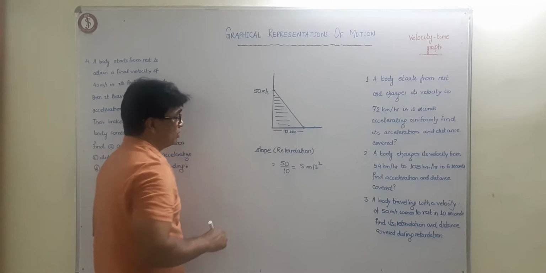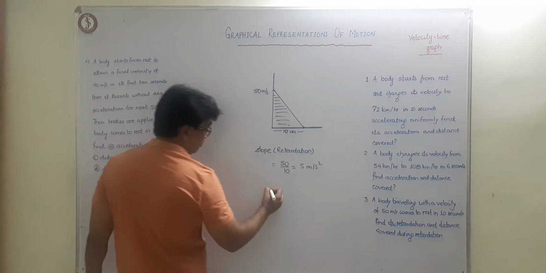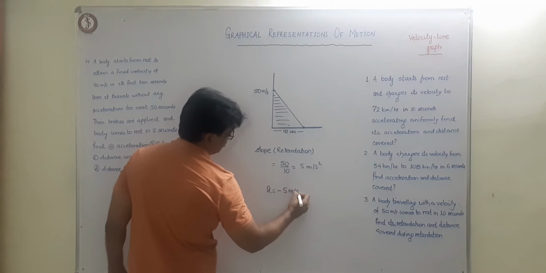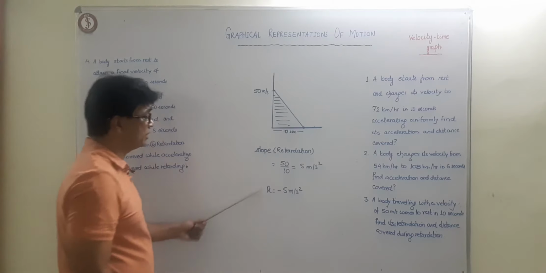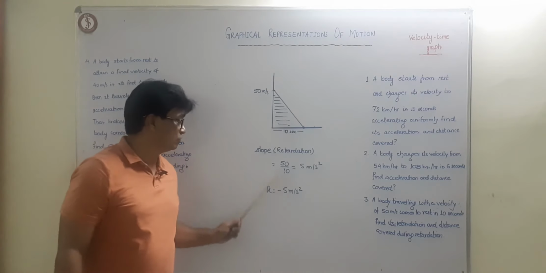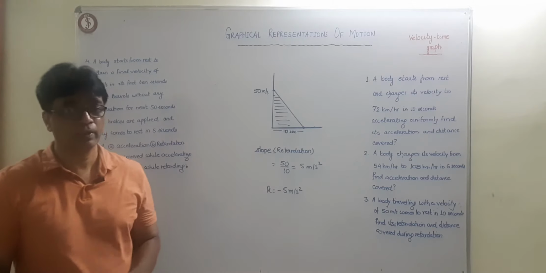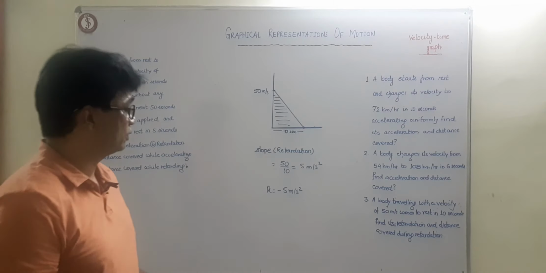If you were to call it A, if you were to write what is the acceleration, it will be negative 5 meter per second square. Retardation means I have already put the negative, it is slowing down. But if you have not put it as retardation, then A is equal to minus 5 meter per second square.